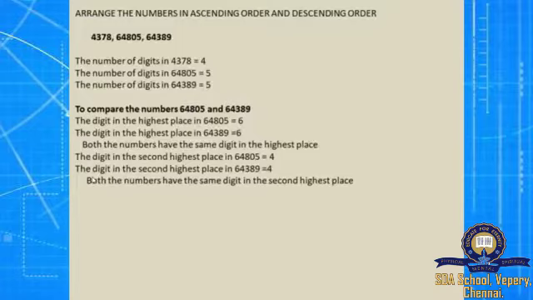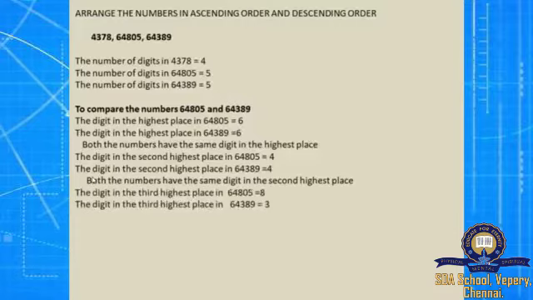So we'll go to the third step. The digit in the third highest place. The digit in the third highest place in 64,805 is equal to 8. The digit in the third highest place in 64,389 is equal to 3. They have different digits. So while comparing 8 and 3, we conclude that 64,805 is greater than 64,389.